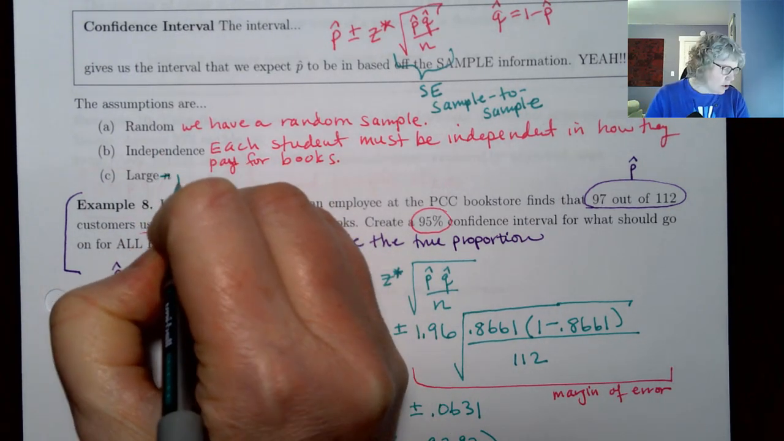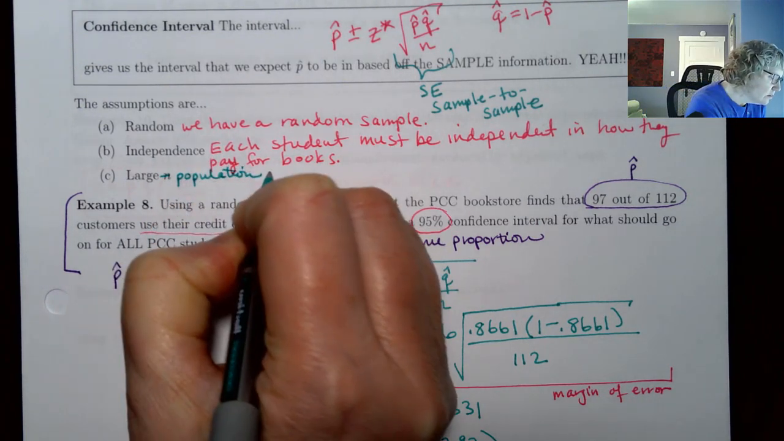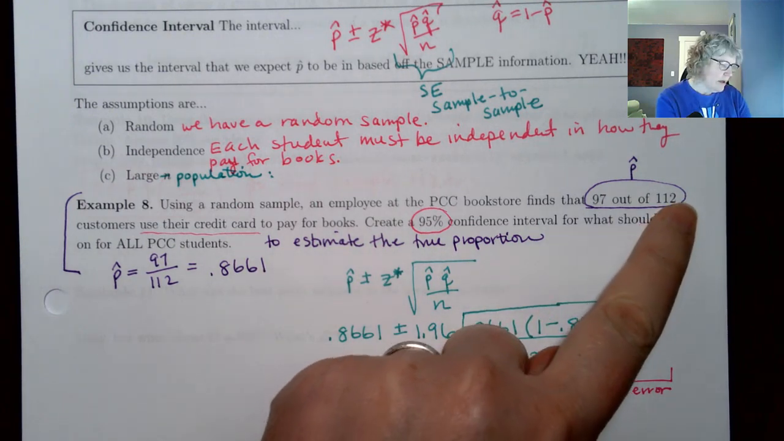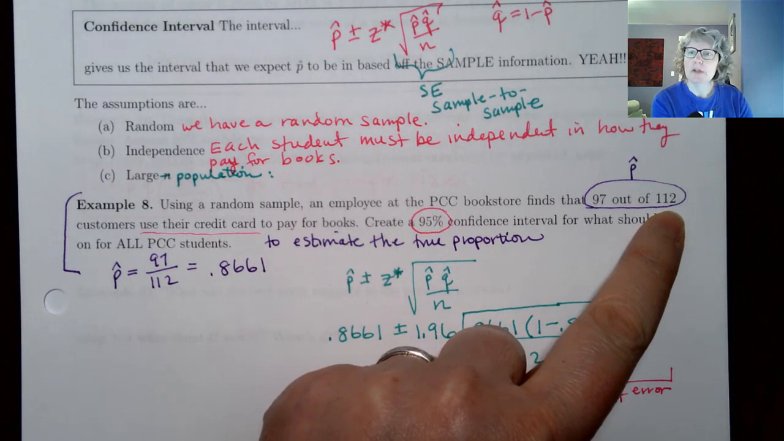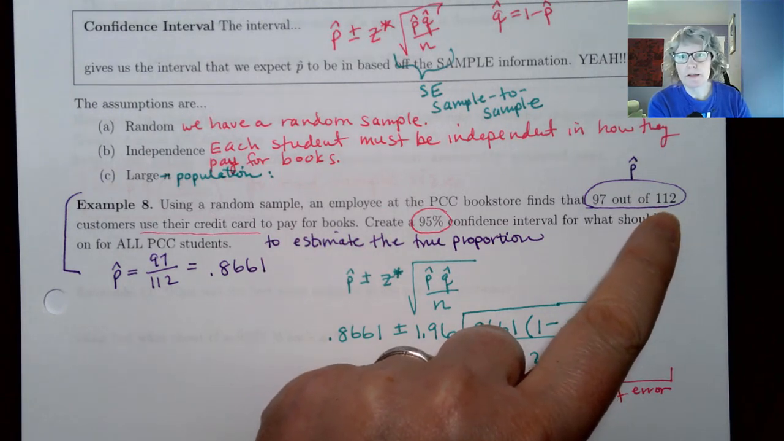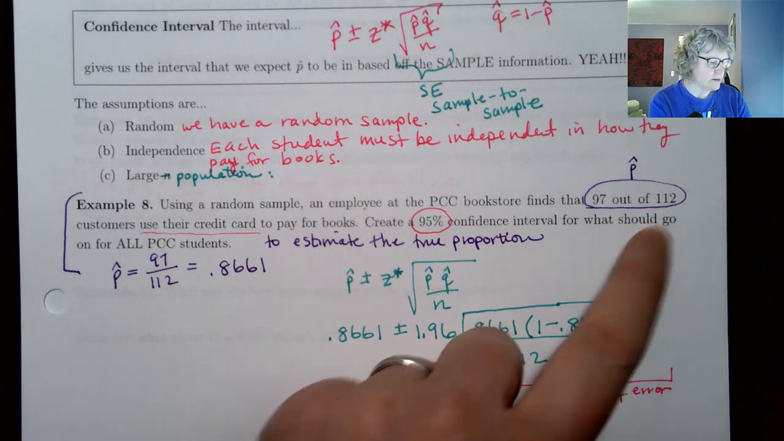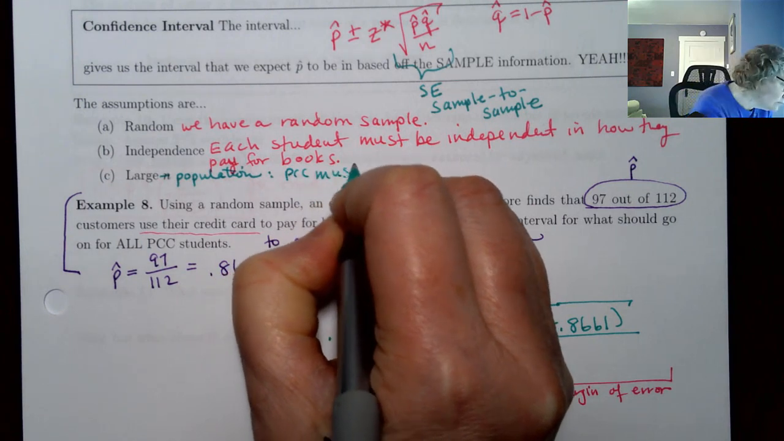The next one is large population. Okay, so we have 112 as our sample size. So our population of students needs to be at least that big, okay? So PCC must have at least 112 times 10 students.